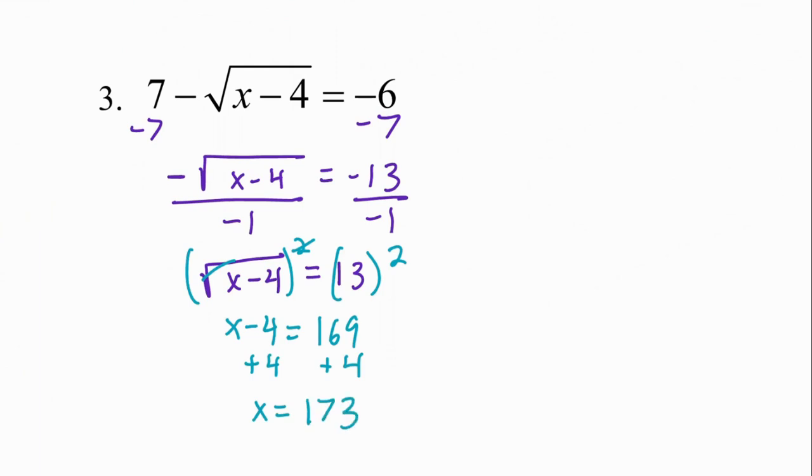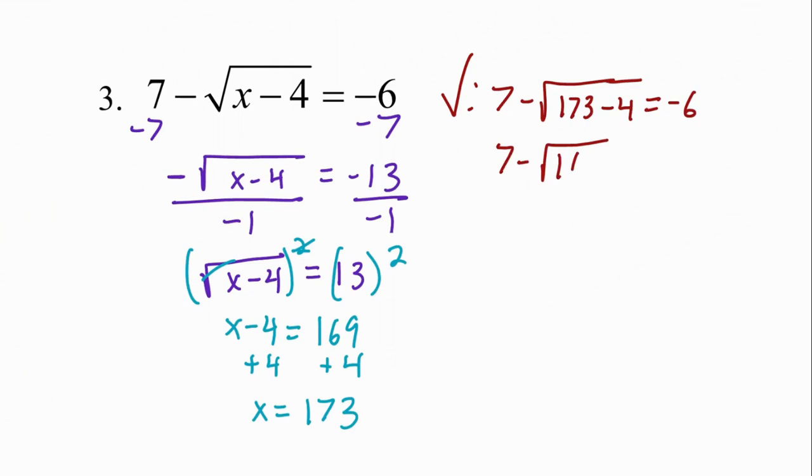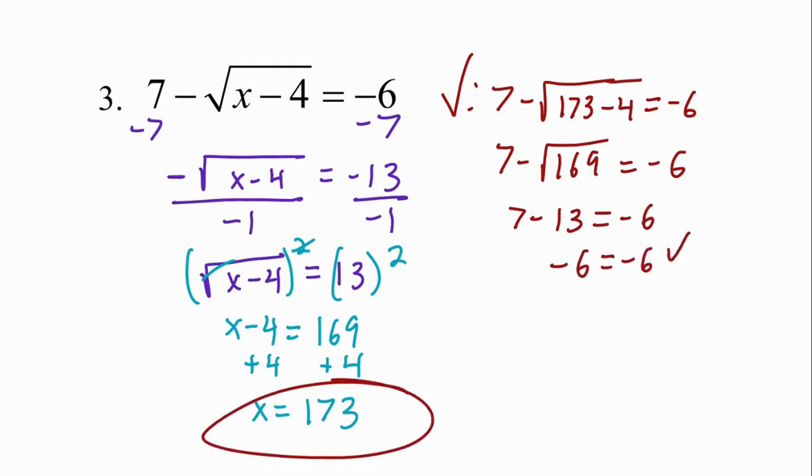But again, I have to check it. And I'm plugging into the original. 173 minus 4 is 169. So 7 minus the square root of 173 minus 4 is 7 minus the square root of 169. The square root of 169 is 13. And 7 minus 13 is -6. So I am good to go.